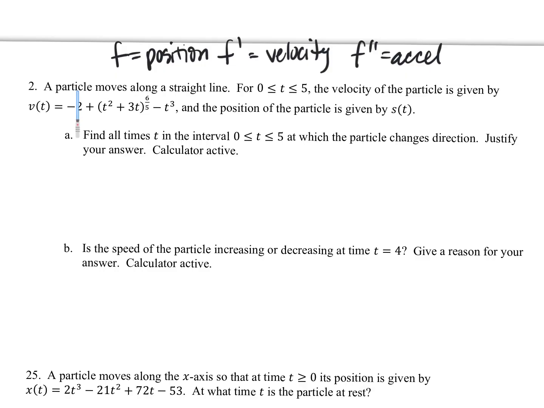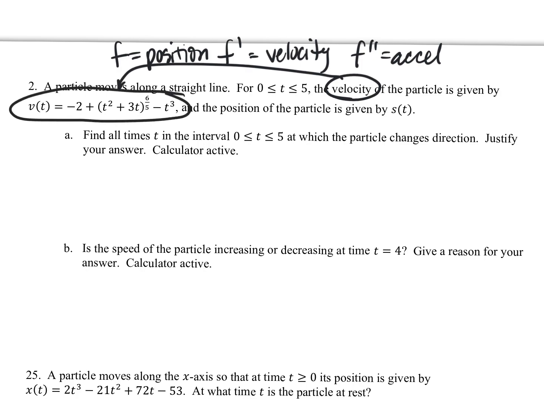We're going on a straight line, left and right. Between 0 and 5, the velocity is given. So again, you guys, this totally dictates what we need to look at. So if I were you, I would circle the word velocity and I'd circle the function. So I know that that's f prime because it can be misleading that they just named it v and not v prime. Okay. And then they said the position is s.